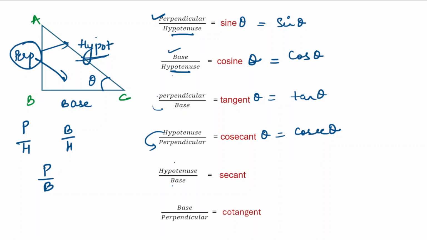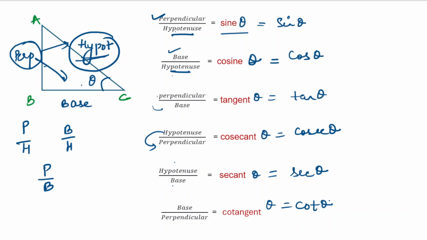Hypotenuse upon perpendicular is just the opposite of sine theta. And what is hypotenuse upon base? It is just the opposite of cos theta. It is known as secant theta, and we can write it as sec theta. And opposite to tangent theta is cotangent theta, which is base upon perpendicular. We can write it as cot theta.